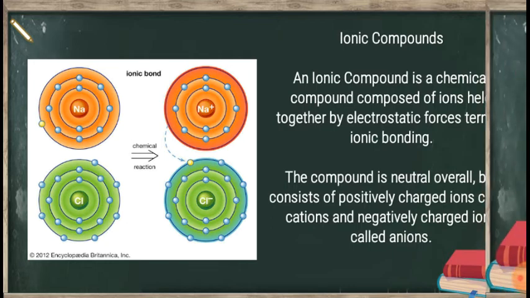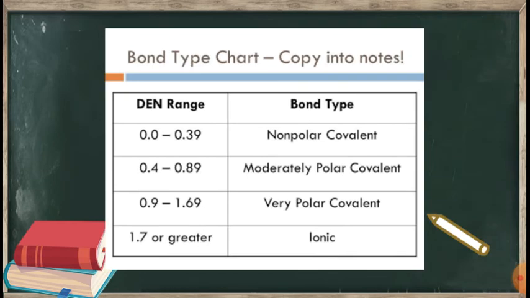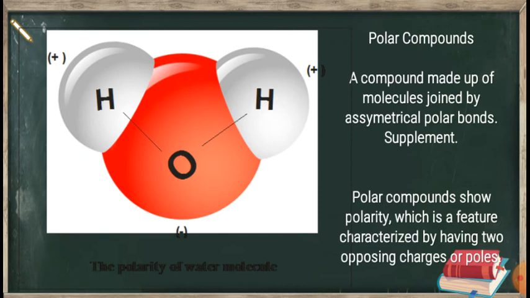Okay, let's move on to the next. So the next is polar compounds. A polar compound is a compound made up of molecules joined by asymmetrical polar bonds. Polar compounds show polarity, which is a feature characterized by having two opposing charges or poles.